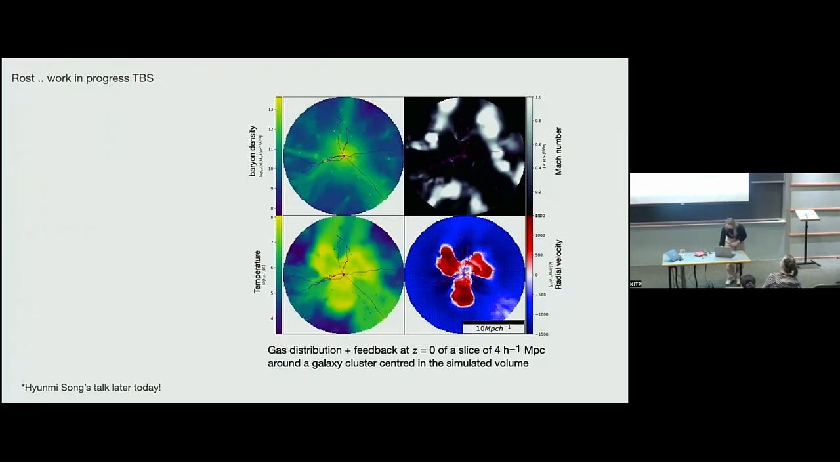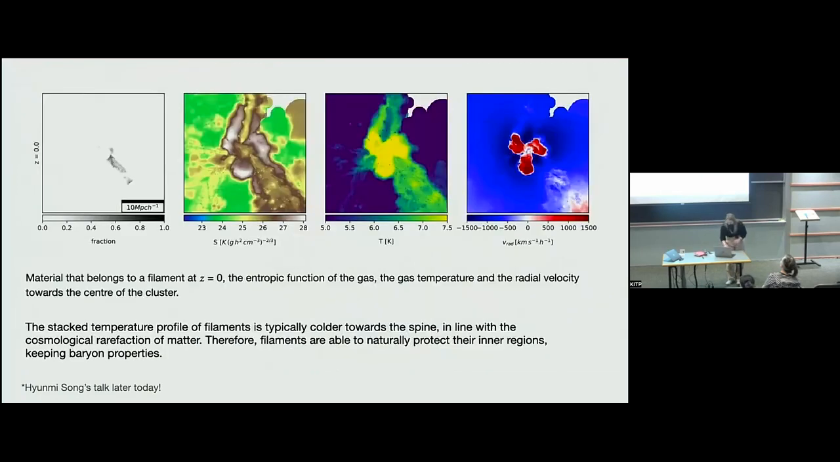For example, on the top right, there's the color-coded Mach number, and here's the temperature, which if we look at it a little bit closer, we can see that, for example, at the top there, temperature top, you can see that the center of the filament is colder than its surroundings, so that might be important for supporting or protecting the galaxy.